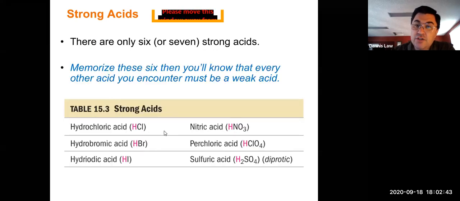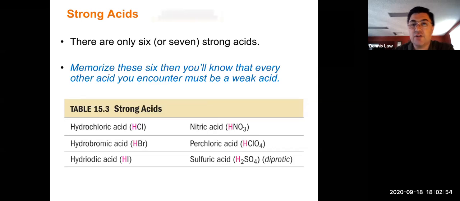It's important to know the strong acids. These are the strong acids here. There's 6 of them: hydrochloric, hydrobromic, hydroiodic, nitric acid, perchloric acid, and sulfuric acid. So these are very strong acids. Those are the ones that are very common and the ones that are used a great deal.